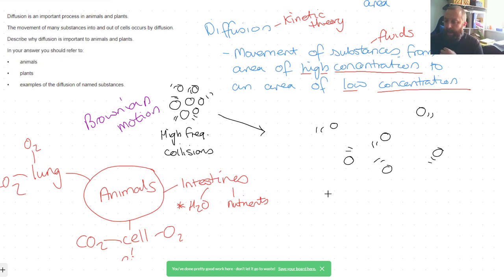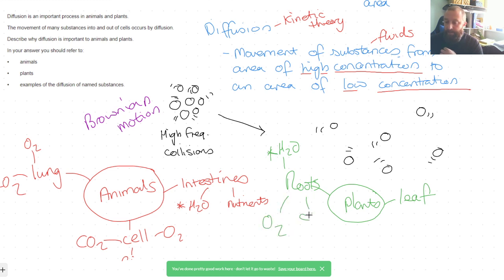If we then look at plants and do a similar idea of where diffusion is going to happen, we're going to have it in the leaf and the roots as the main ones. So the roots, again, I'm going to put water down with a star. You can argue that we're going to get some oxygen and carbon dioxide transfer. That's going to be really minimal. That's going to be mainly for respiration.